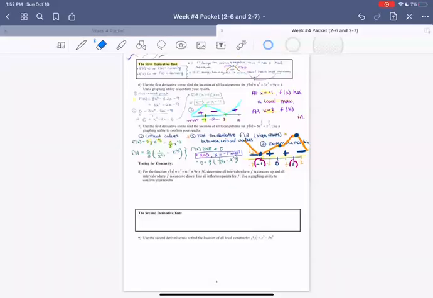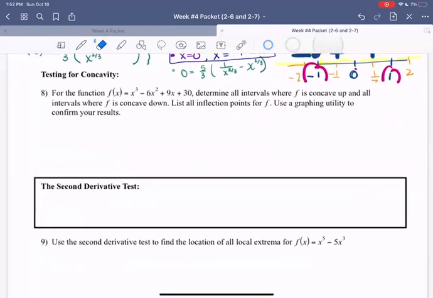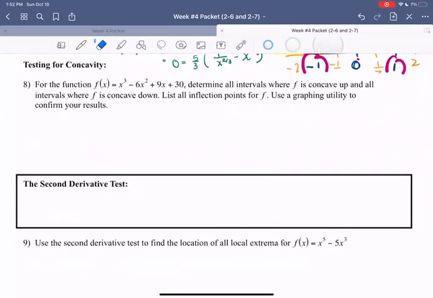In this video, we're going to continue our notes on optimization and the first and second derivative test by looking at concavity of a graph. So here we are, testing for concavity. Concavity tells us about how our curve or our graph bends.